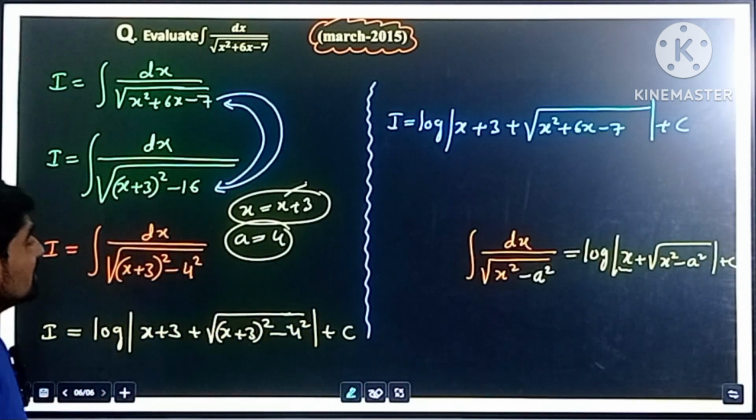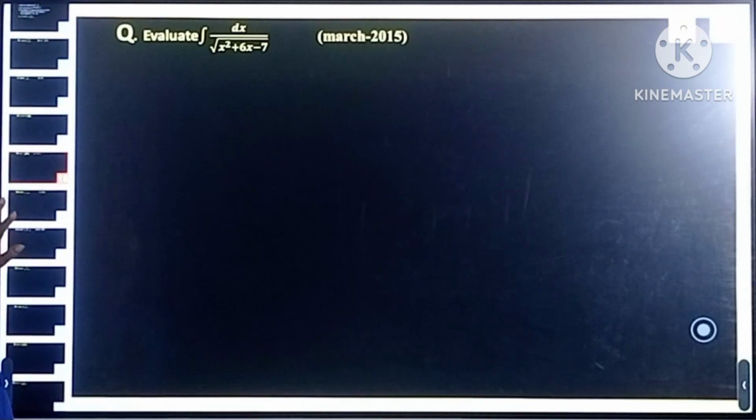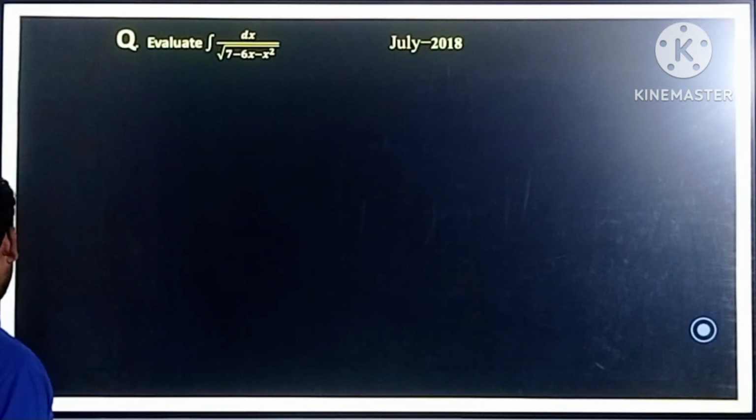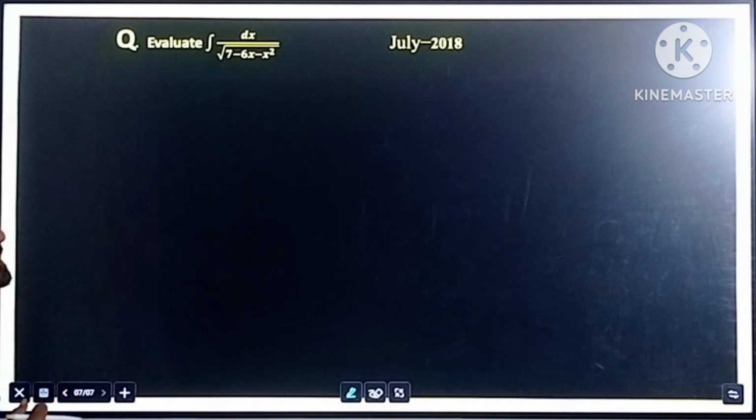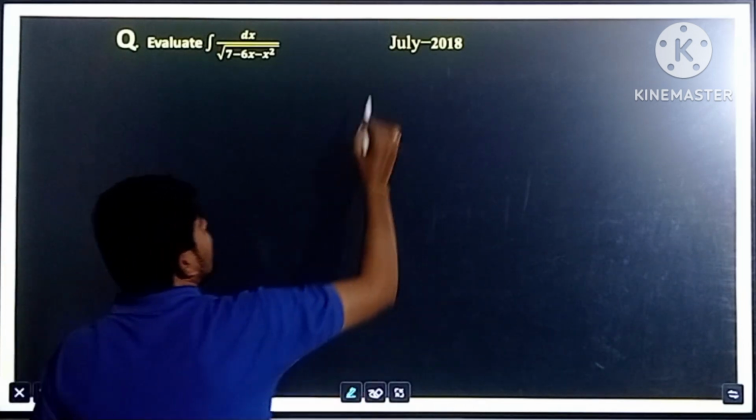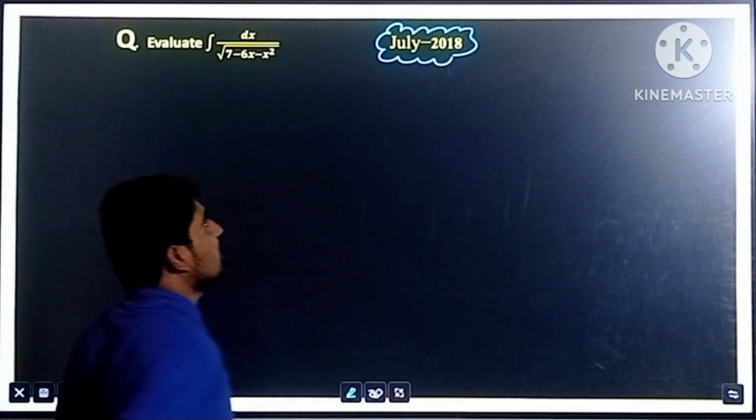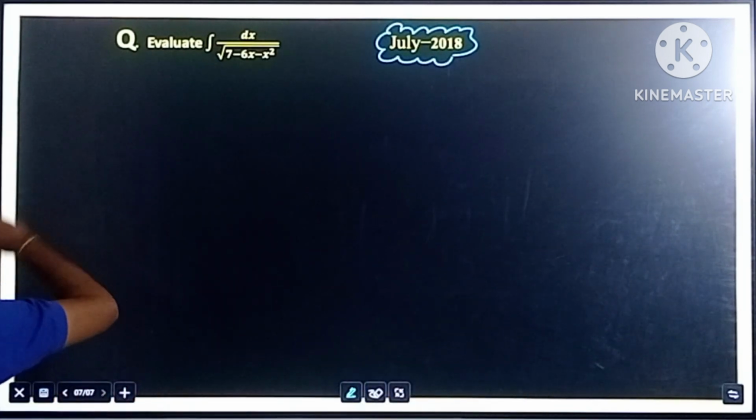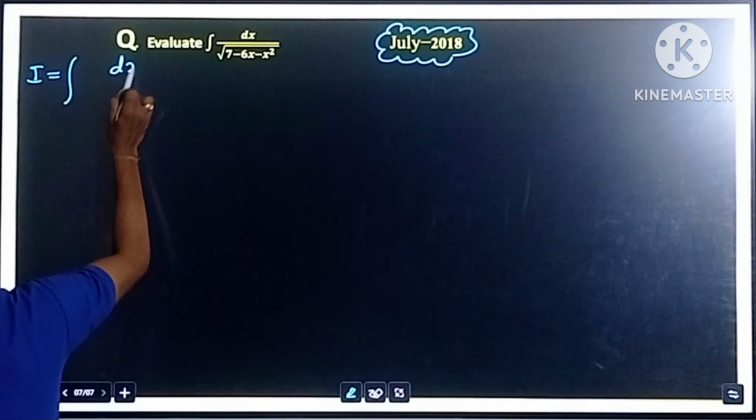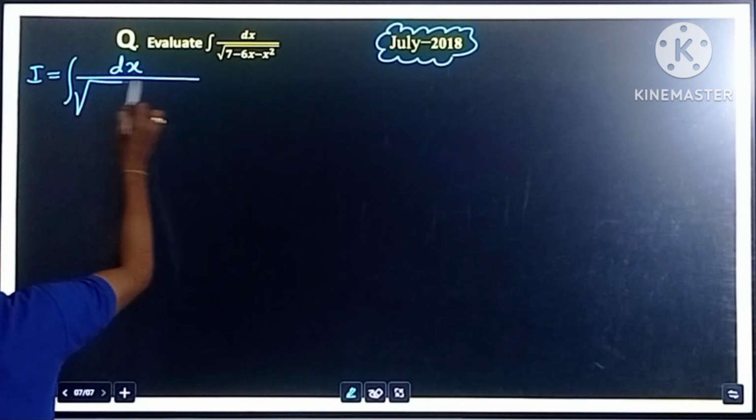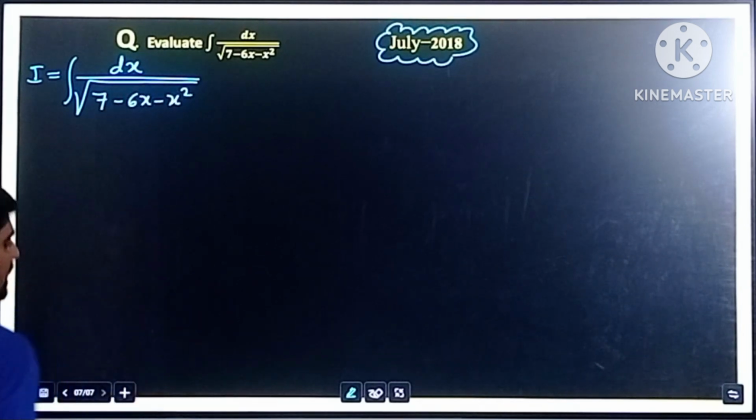Now let's start the next question. The next question is: evaluate integration of dx divided by square root of 7 minus 6x minus x square. This question was asked in July 2018. So let us consider this equal to I. And what is I? Integration of dx divided by square root of 7 minus 6x minus x square.